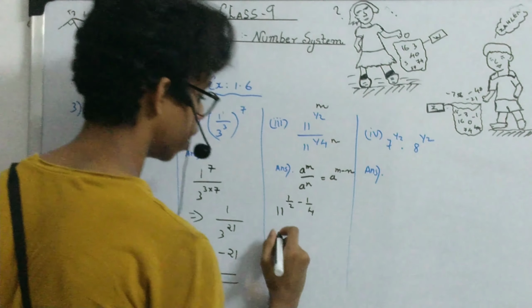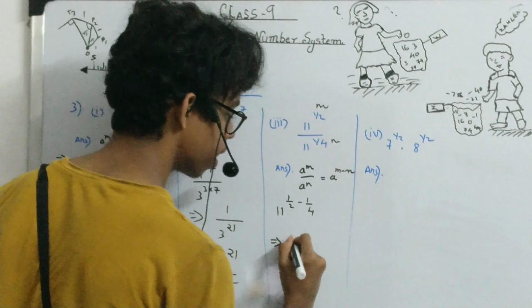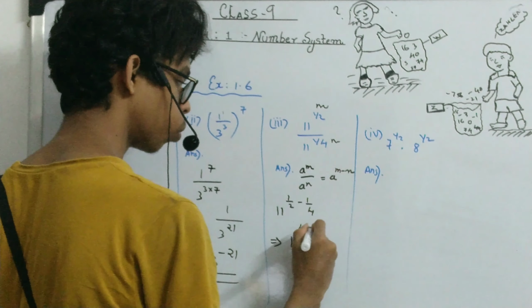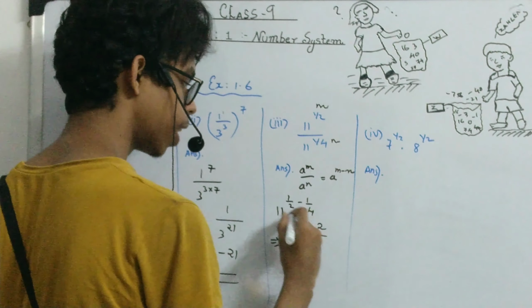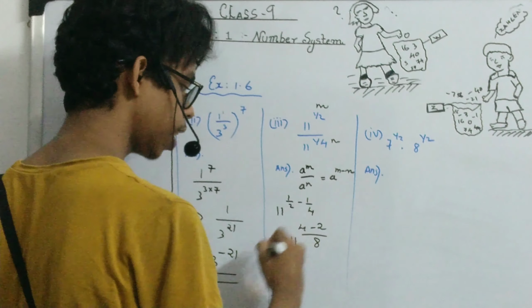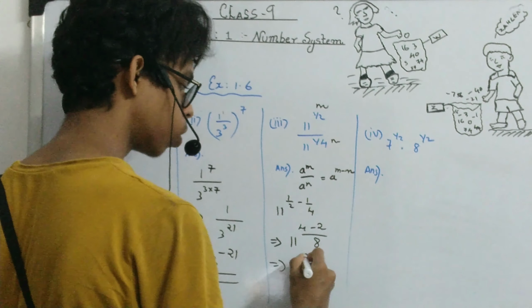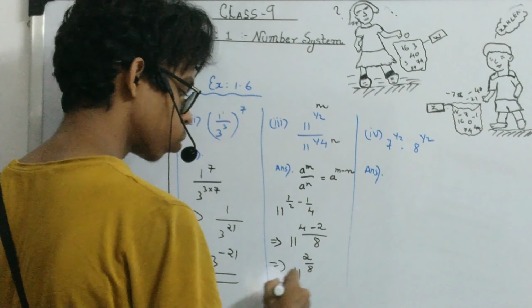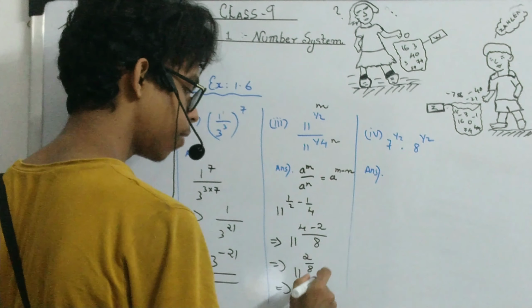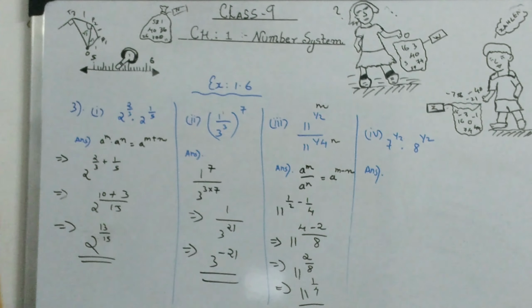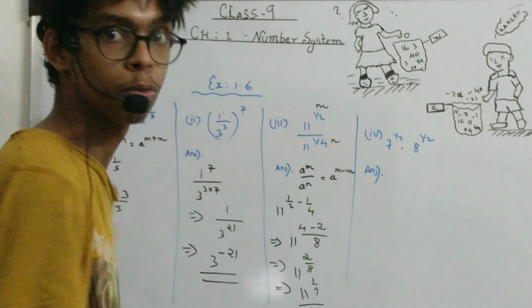So m minus n. So we can write this as 11 raised to, we can do the cross multiplication over here. So 4 minus 2 divided by 4 into 2, which is 8. So from here I will get 4 minus 2, which is 2, so 2 by 8. So from here I will get it as 11 raised to 1 by 4. Okay, this is my answer: 11 raised to 1 by 4.